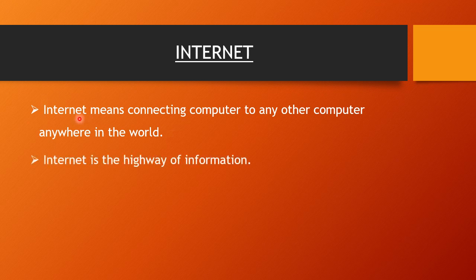Then internet is the highway of information. What is the meaning of highway of information? It is nothing but, with the help of internet, you're transferring data from one place to another. So that's why the information is transferred, received or sent from one place to another. That's why we are calling it the highway of information.